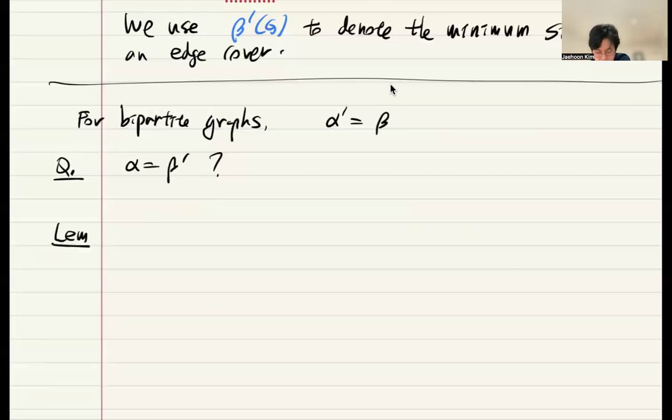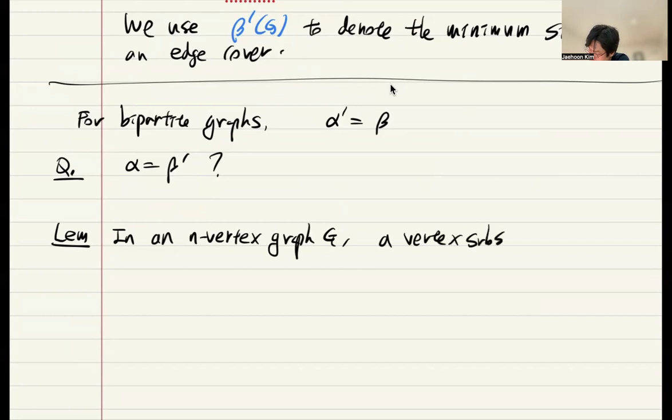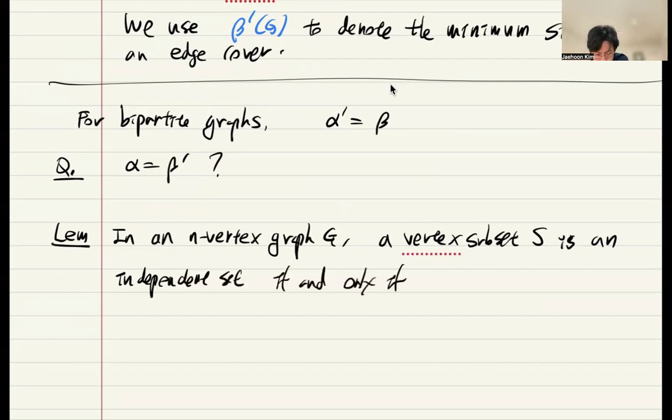First, let's consider this lemma. If you have an n-vertex graph G, and we have a vertex subset S, then S is an independent set if and only if its complement is a vertex cover.